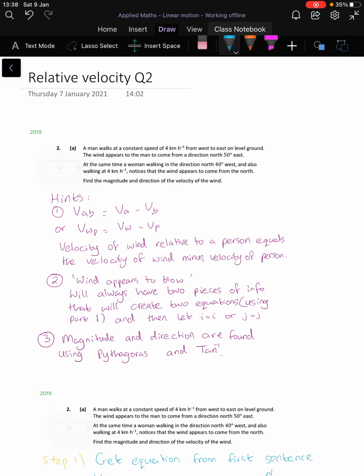At the same time, a woman walking in the direction north 40 degrees west and also walking at 4 kilometers per hour notices that the wind comes from the north. Find the magnitude and direction of the velocity of the wind.